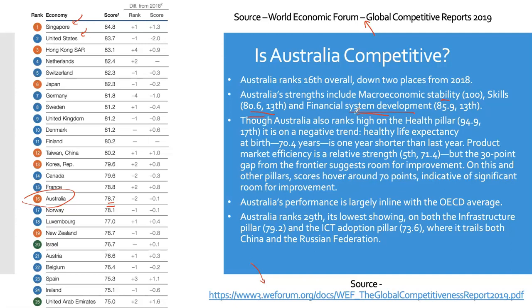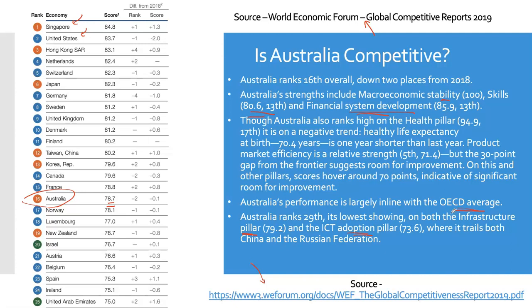What are some of the things that we don't perform well in? We performed poorly on infrastructure, the ability for us to adopt information and communication technology, and I suspect we also didn't score particularly well on innovation. But roughly, we are in line with the OECD average.